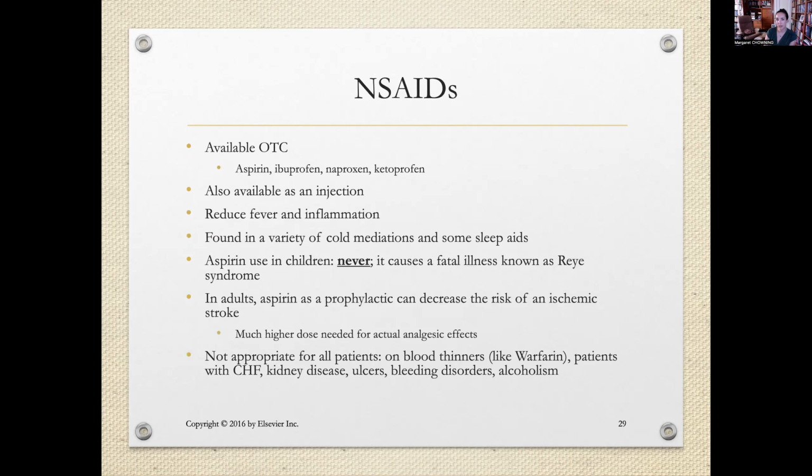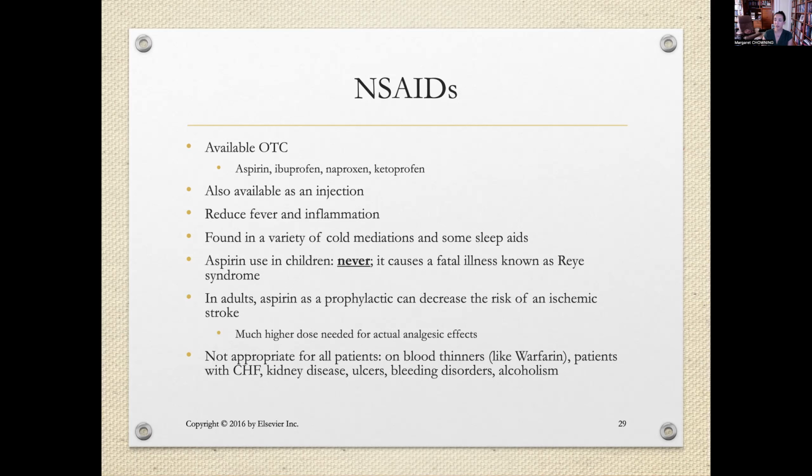And NSAIDs. So these are aspirin, ibuprofen, and other ones that we hear about over the counter. They're also available as an injection. They reduce a fever and inflammation, found in a variety of cold medications and some sleep aids. Okay. And aspirin. So aspirin use in children is never okay. It causes a fatal illness known as Reye syndrome. Okay. But in adults, aspirin is used prophylactically as it decreases the risk of a stroke because of some kind of property where maybe it's having kind of like a blood thinner effect.